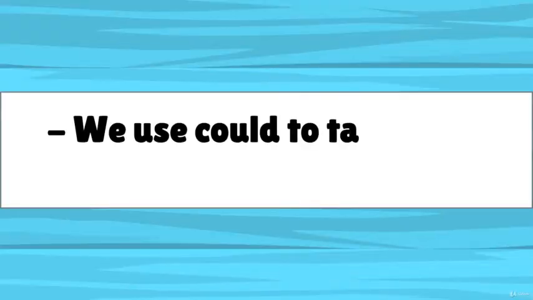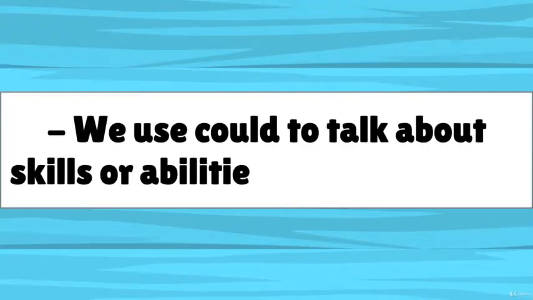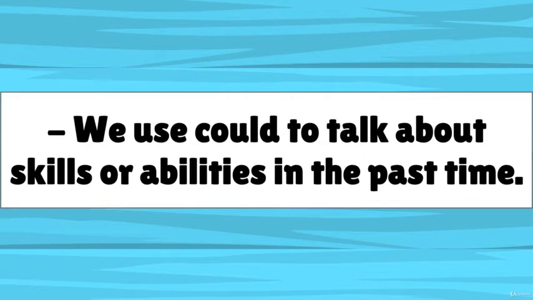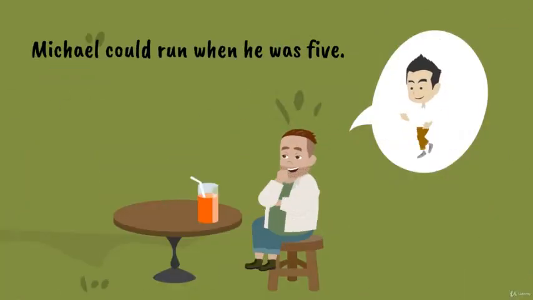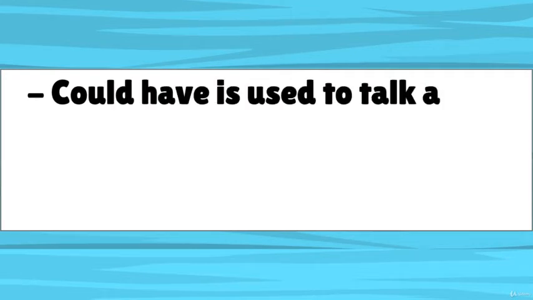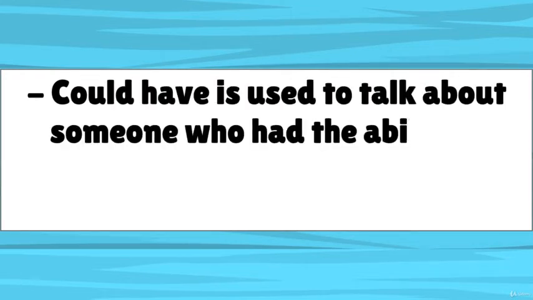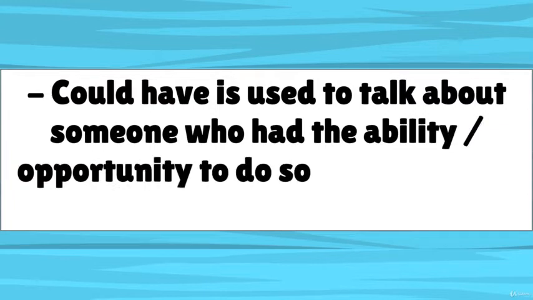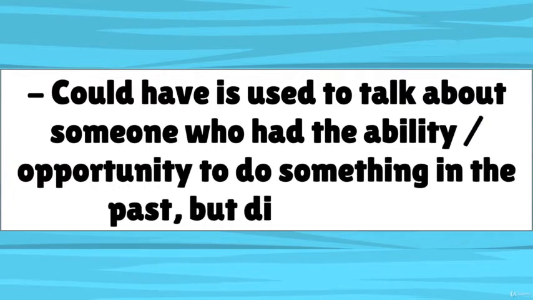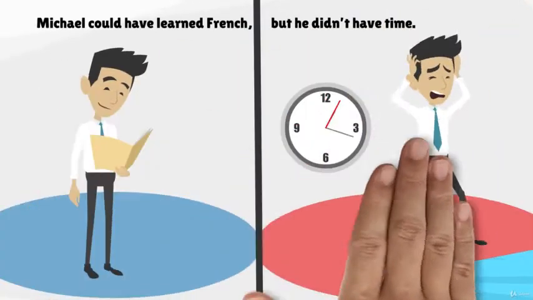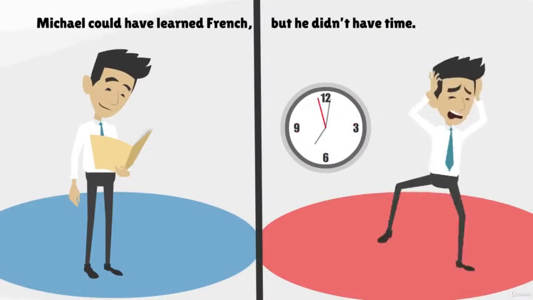We use could to talk about skills or abilities in the past time. Michael could run when he was 5. Could have is used to talk about someone who had the ability or opportunity to do something in the past but did not do it. Michael could have learned French, but he didn't have time.